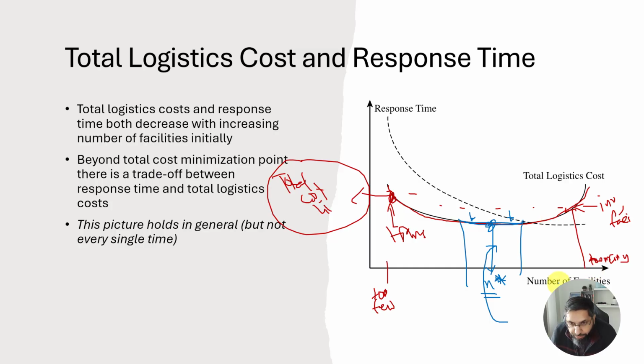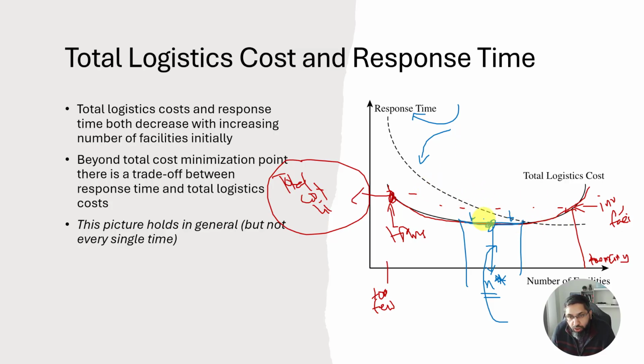Now, what you also have to remember is, this is just looking at the cost picture, the total cost curve. You also look at the response time picture, because some customers are willing to pay extra, and you may have extra revenue if you have low response time. So the response time does decrease the more facilities you have. You can react faster. You can give the customer what they ordered faster. So that is an advantage.